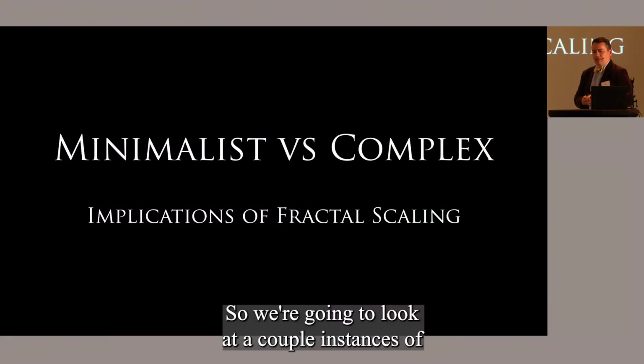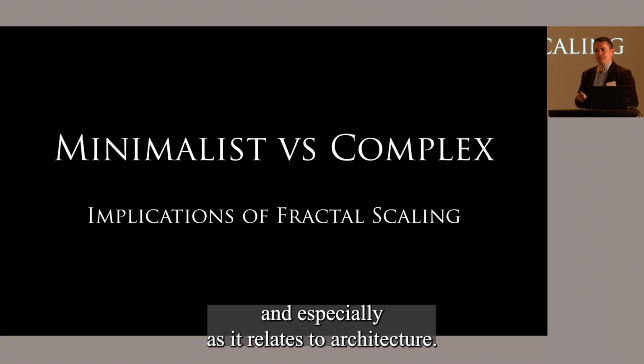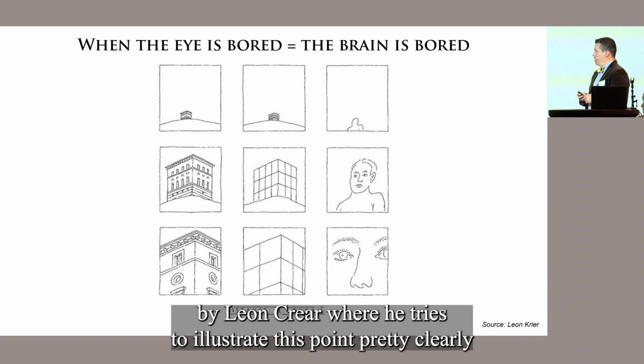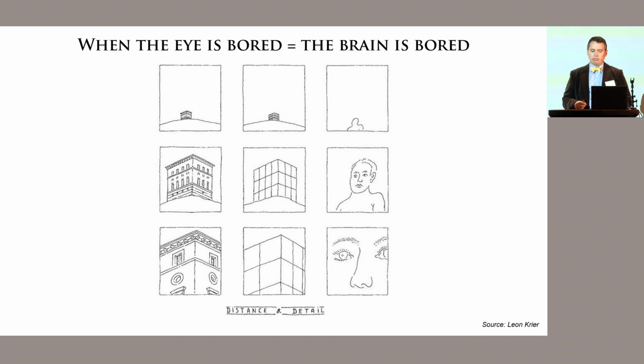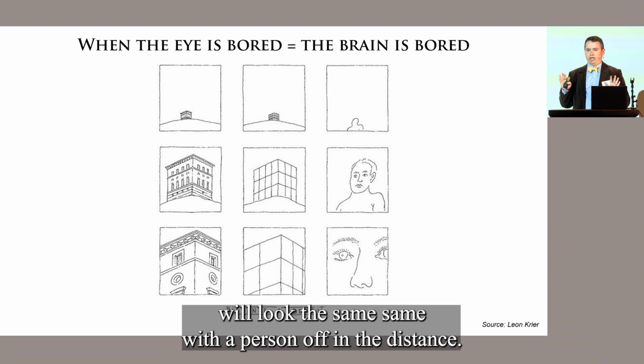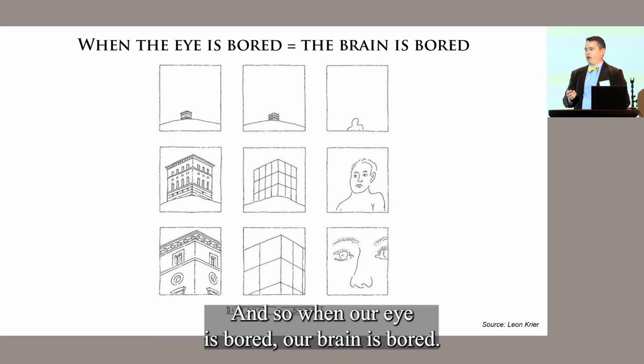So we're going to look at a couple instances of what the implications are of the fractals that we were talking about earlier, and especially as it relates to architecture. Now, this is a drawing by Léon Krier where he tries to illustrate this point pretty clearly. From a distance, a modern and a traditional building will look the same. Same with a person off in the distance. But as we get closer and closer to those, there's not as much detail. And so when our eye is bored, our brain is bored.